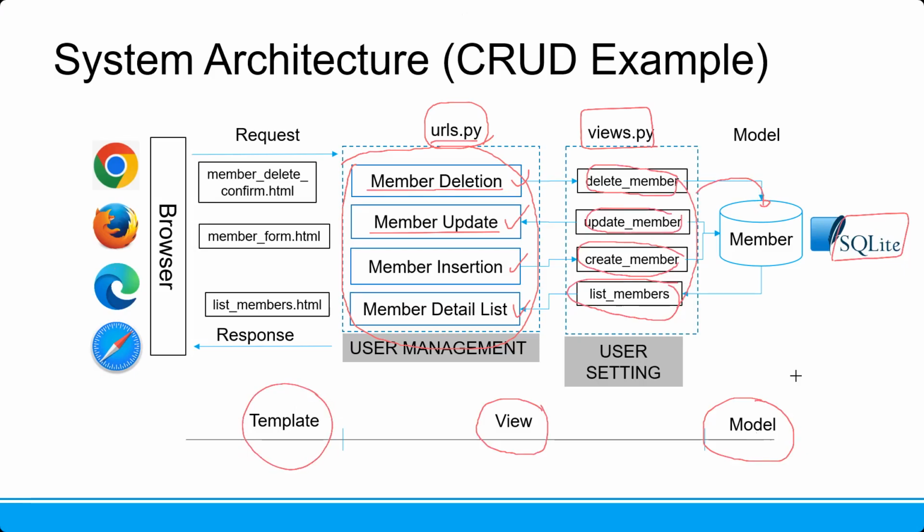So M means the model. We call it model. This is the model for the data, or this is the database. We call it view. So this is the view, which is related to the function and how to connect this function into the URLs.